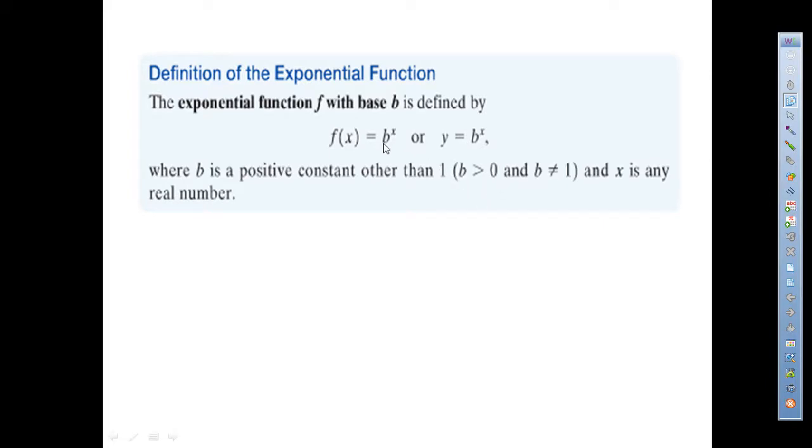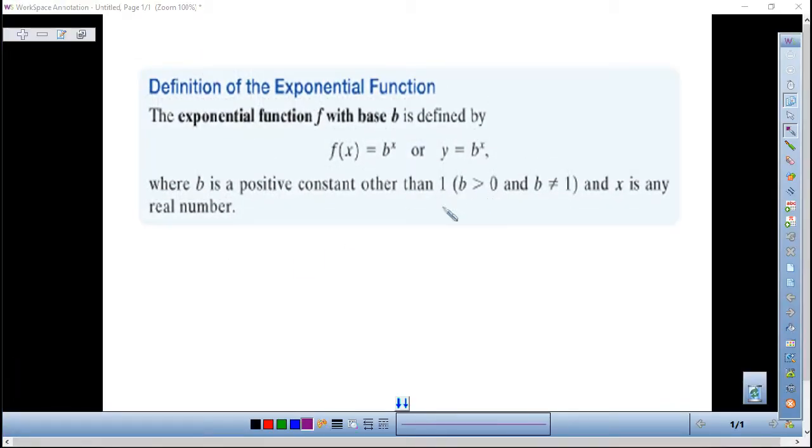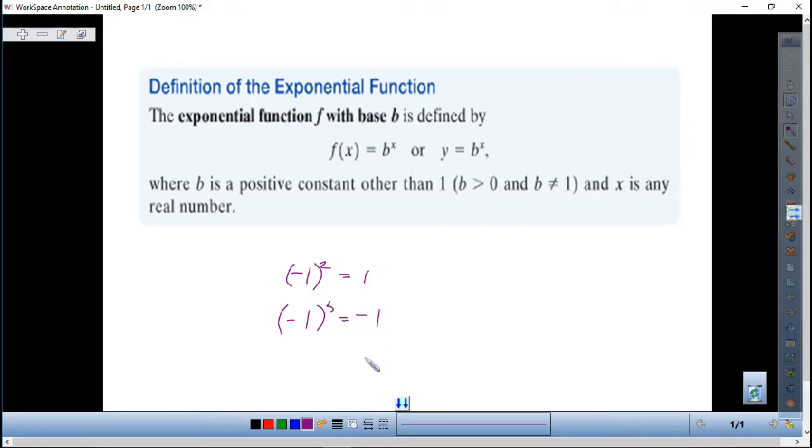And 0, of course, to any power is going to be 0. And if we deal with a negative, well, remember, if you've got a negative raised to an even power, it's going to be positive. Think about negative 1 squared. But if you think about negative 1 to the third power, it's negative. So the problem with dealing with b values that are negative, if we have negative 1 squared, that's a positive number. But if we have negative 1 cubed, then that's a negative number.